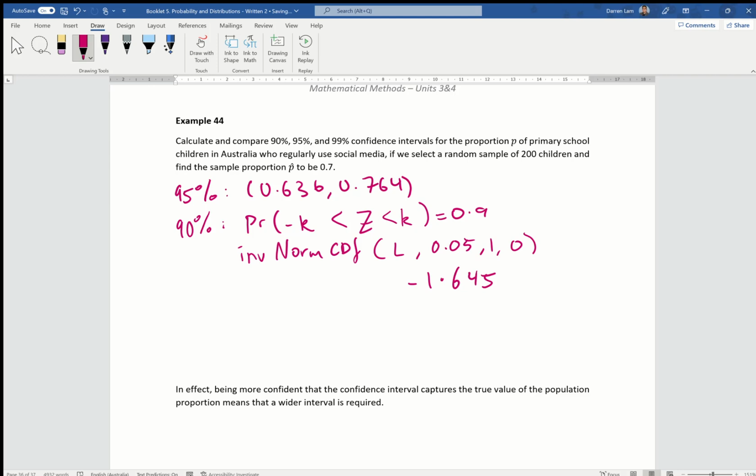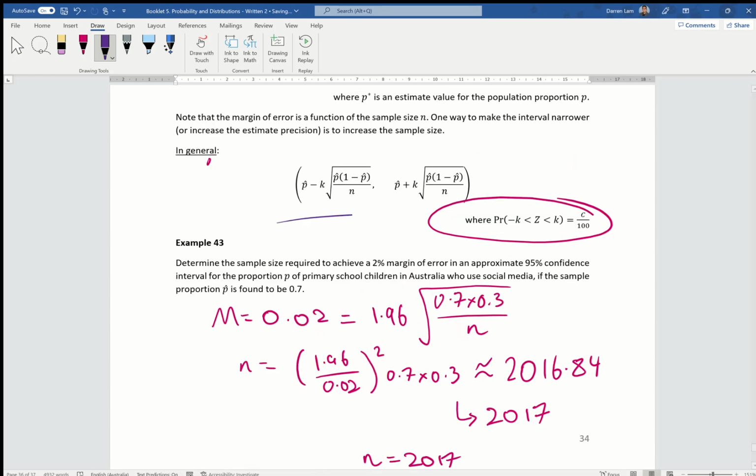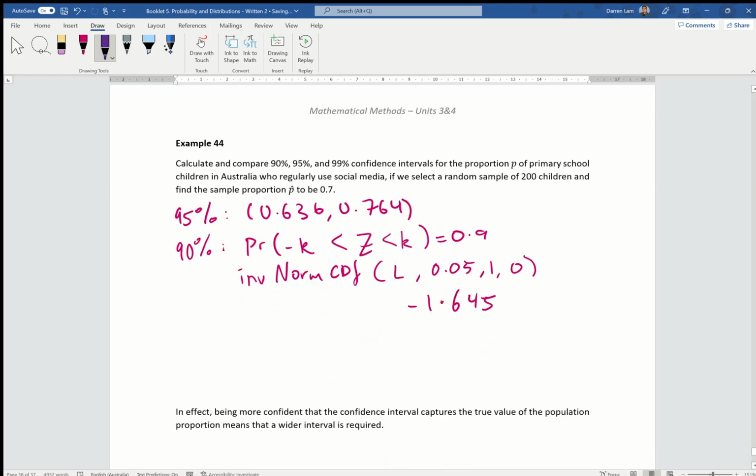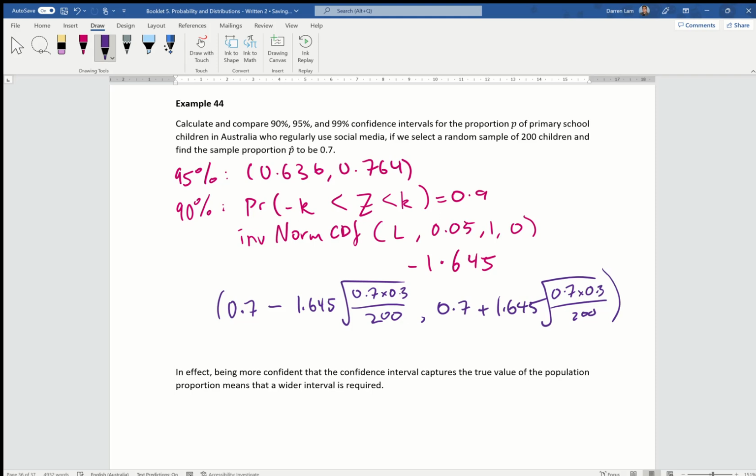And then we use the same formula as above with our general application, right? So we say the 90% interval is where we have 0.7, because that probability has stayed the same, and we subtract 1.645 multiplied by the square root of 0.7 times 0.3 over 200. That has stayed the same for our 90% interval, to 0.7 plus 1.645 times the square root of 0.7 times 0.3 over 200. And we end up with an interval of 0.647, 0.753. Comparing these two, which one is narrower?